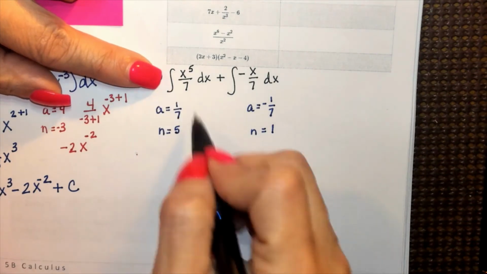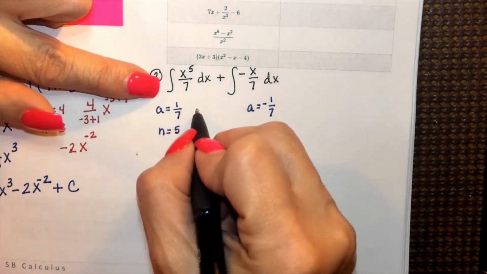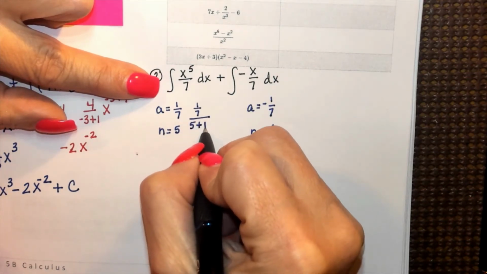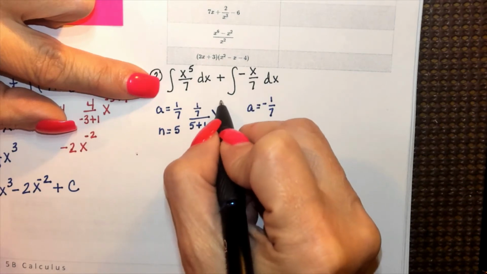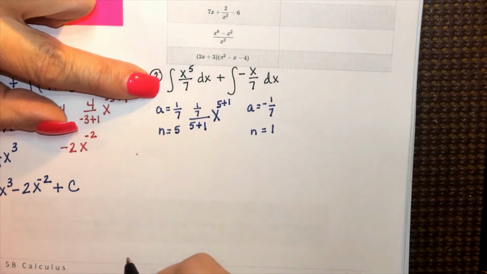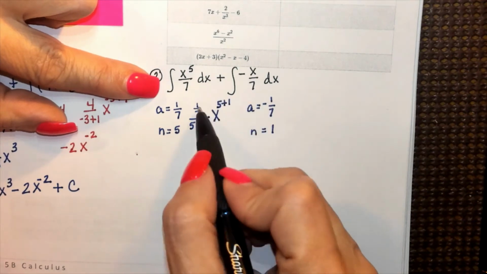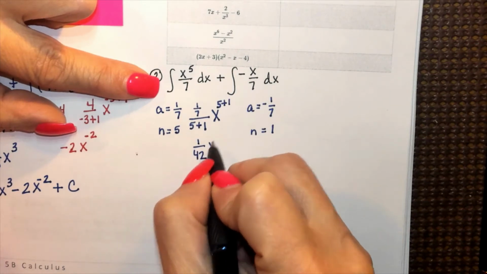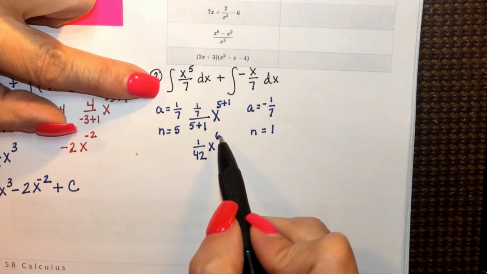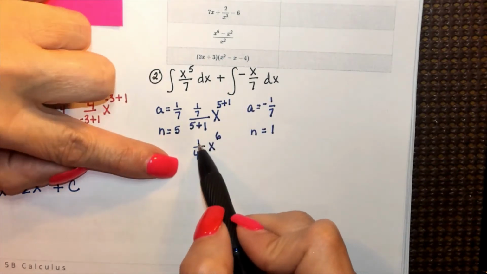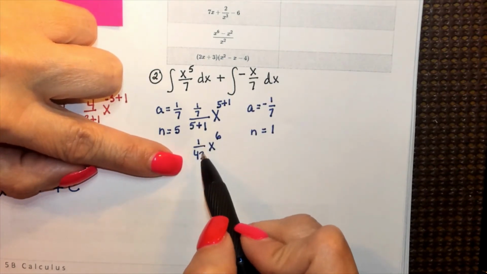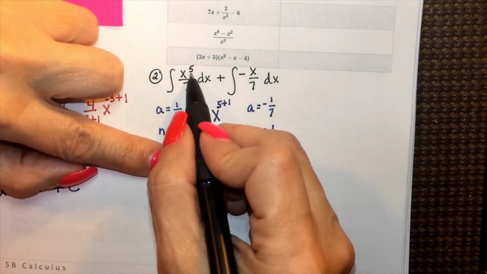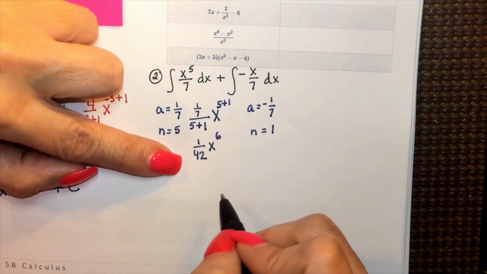All right, so this one, I'm going to do 1 over 7 over n plus 1 times x to the n plus 1. Well, 1 over 7 over 6 is going to be 1 over 42 x to the 6. Does that make sense? When I take the derivative, 6 times 1 over 42 would be 1 over 7, which is what I got here on this one. And then 6 minus 1 would give me 5. So the derivative of this would be that.